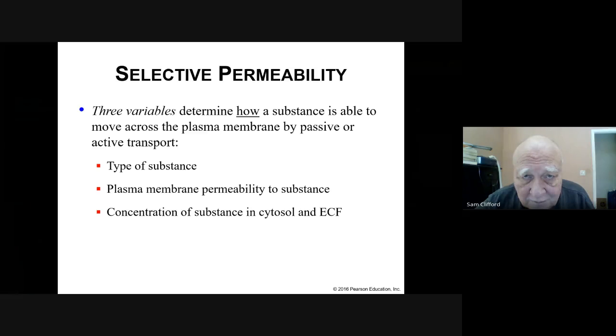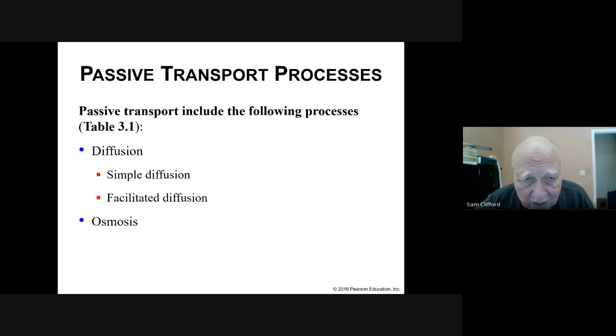So what determines what goes in and out of the cell? The type of substance, how permeable the plasma membrane is, and the concentration in the cytosol and in the extracellular fluid. Oxygen and water can move into the cell by simple diffusion. Facilitated diffusion means there's a special channel that allows a substance to move through a special pipeline. We'll talk about osmosis in a moment.